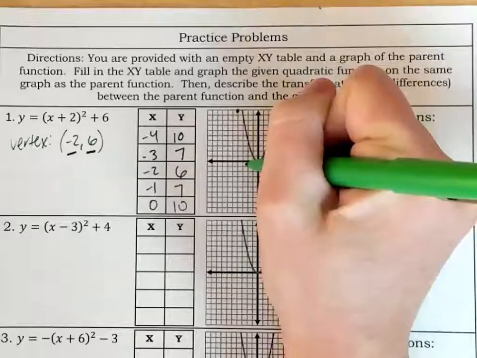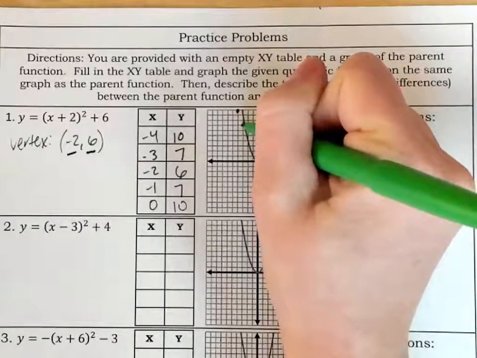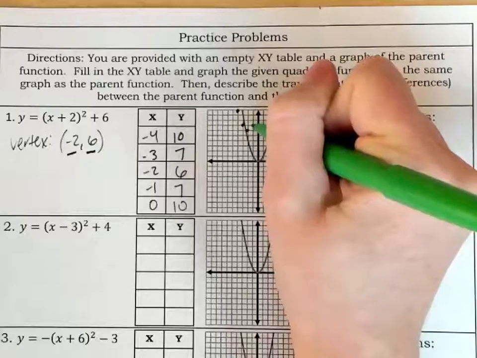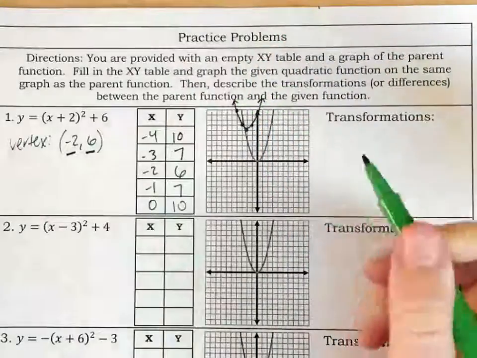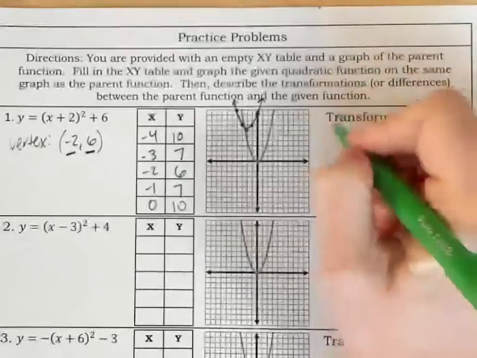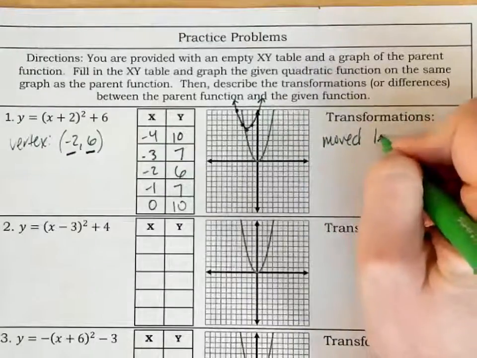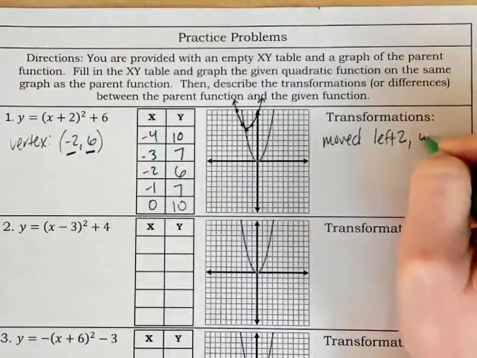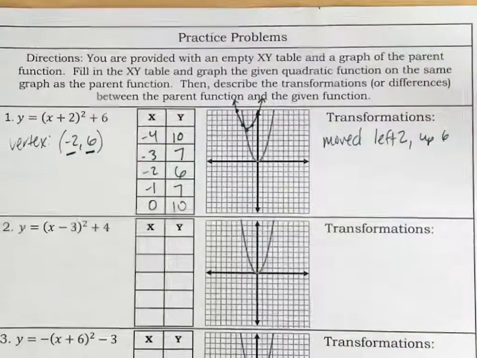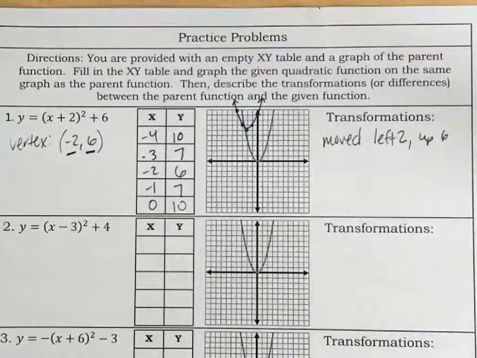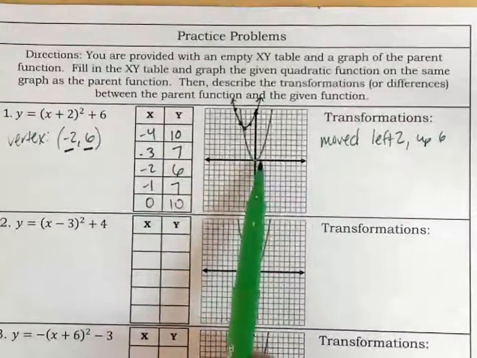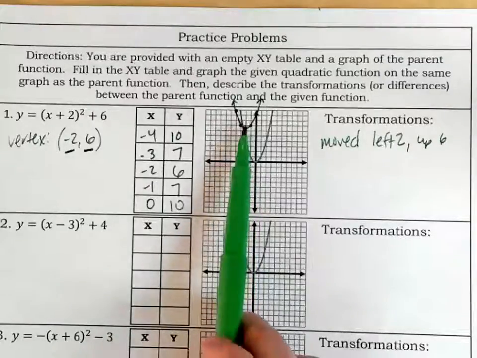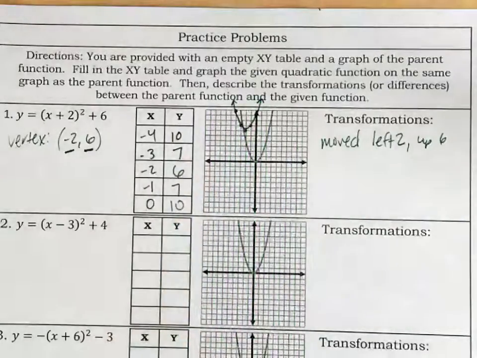-4, 10, -3, 7, -2, 6, -1, 7, and 0, 10 makes for a graph that looks like this. And it's exactly what we expected. It has moved left 2 units and up 6 units. That's what we gathered from the information in our equation, but seeing it graphed, you can see that very easily. It's moved left 2, up 6, and it's still in that same scale. It's still in the same direction, opening upwards.